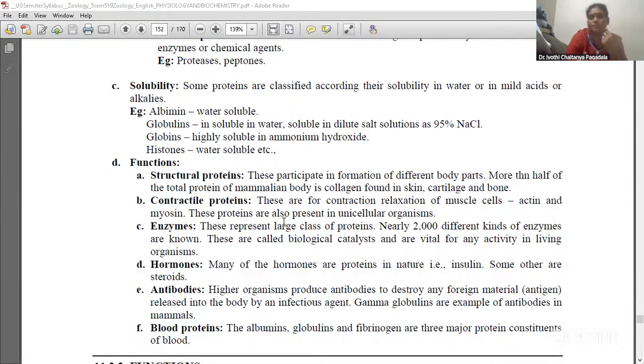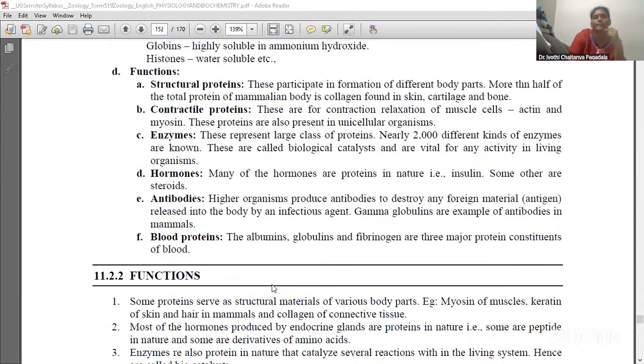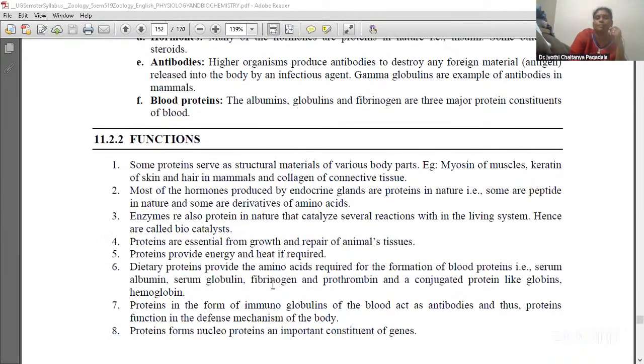Those were, as we know, immunoglobulins. Here the immunoglobulins like immunoglobulin A, alpha, and we also have the M and secretory antibody and G, gamma. All those were examples for this functional antibody. When coming to the blood proteins, the albumins and globulins and fibrinogens are the three major protein constituents of the blood.